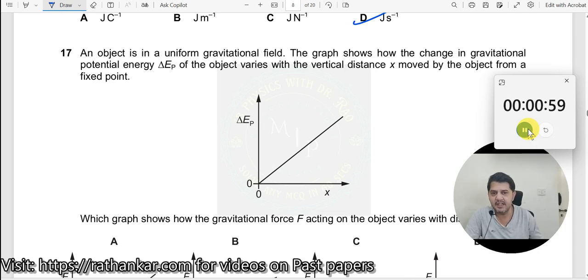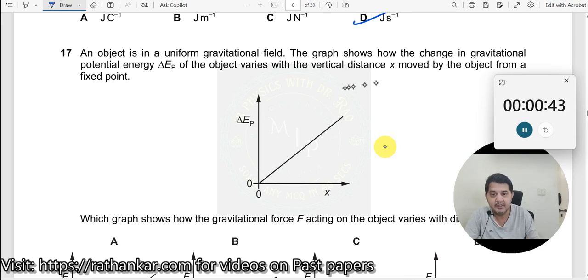Question number 17. An object is in a uniform gravitational field. The graph shows how the change in gravitational potential energy of the object varies with the vertical distance x. As you keep on moving away, what is the gravitational potential energy? Remember, it's not gravitational field. It is potential energy, GPE.